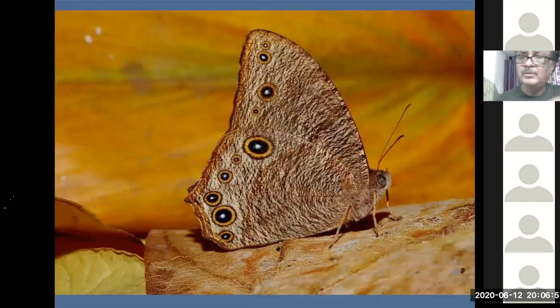So even losing bits of these wings doesn't affect the butterfly. A butterfly can still survive its 3 to 4 weeks. Doesn't matter. That's how the butterflies evolved, to have this kind of eye spots along the wing edge. And that's the evening brown butterfly. Common evening brown. It comes into the houses also, to the light also. It flies in the evening. Usually butterflies fly in the daytime, but this is the evening flyer.